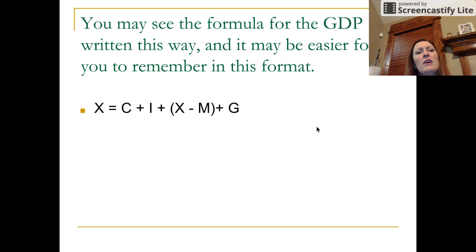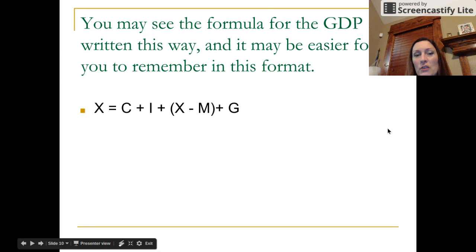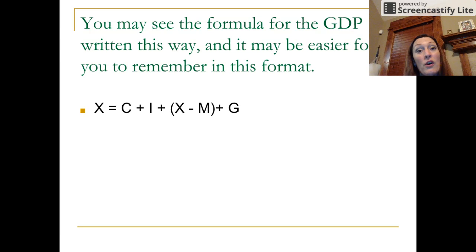You may see the formula for the GDP written this way, and it may be easier for you to remember it in this format. Now, don't worry, guys. I don't actually expect you to memorize this. I am simply going over this with you so that you will have a better understanding of GDP. You're not really going to use the formula and make calculations.